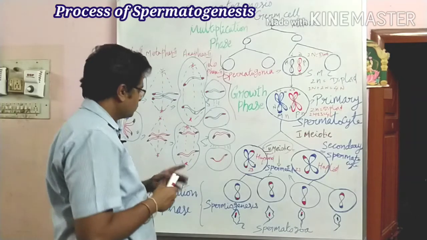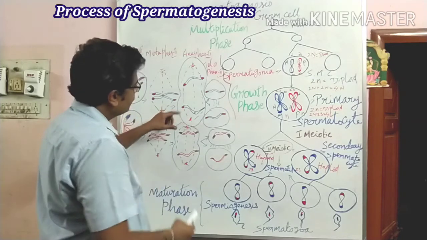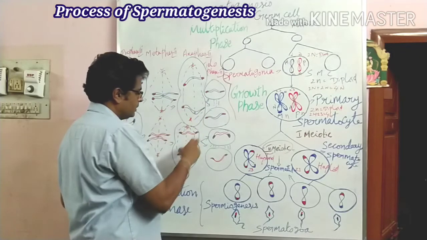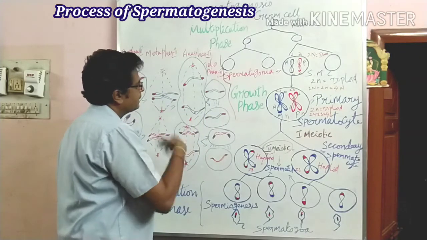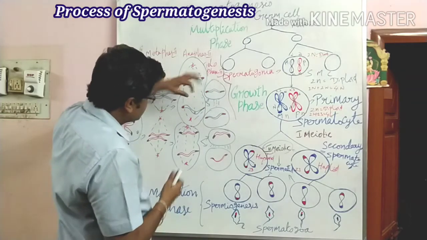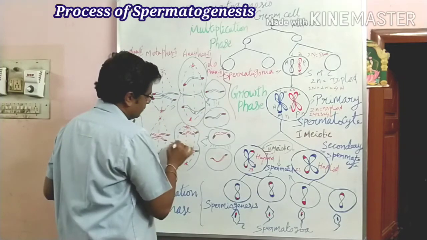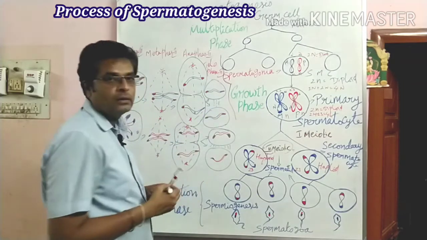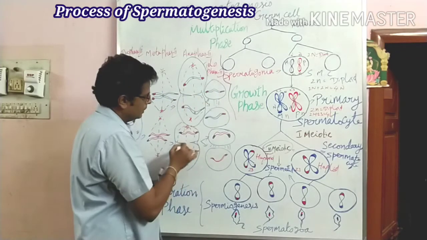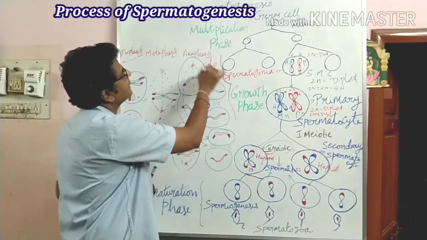Once the chromatids move towards the opposite poles, next comes cytoplasmic constriction. In each cell, cytoplasmic constriction takes place and deepens inwards. Two cells are now formed. This cytoplasmic constriction produces two cells, and each cell is at the telophase stage.